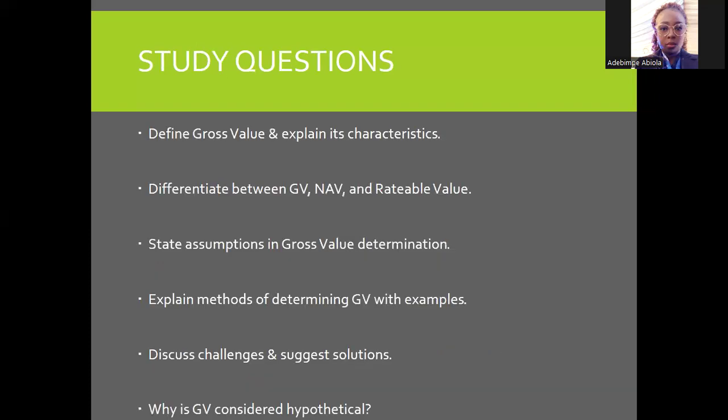So with this, we have some practice questions here that we can test ourselves on. If you can comfortably answer these questions well, it shows that you've understood the class enough. So let's just go through them.